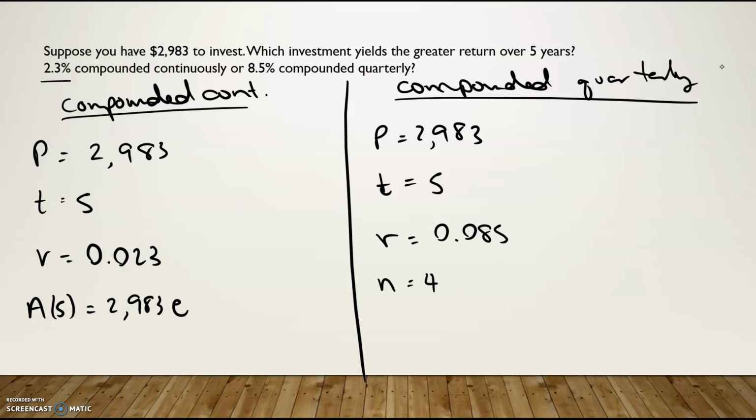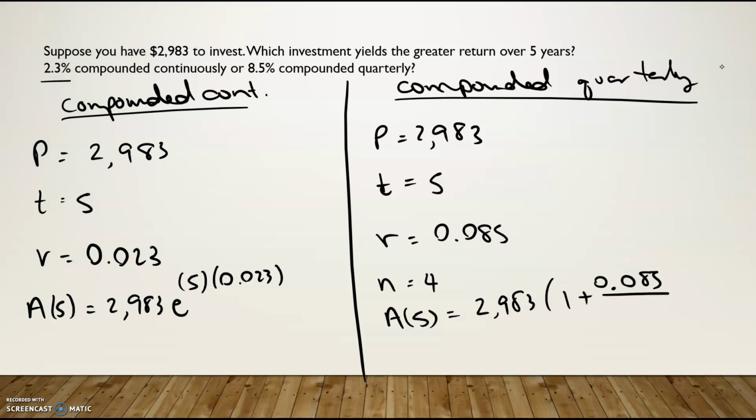Okay, so after 5 years, this would be 2,983 times e raised to 5 times 0.023. And we'll get an answer for this one. Over here, this will be 2,983 times 1 plus 0.085 divided by 4 raised to 4 times 5.